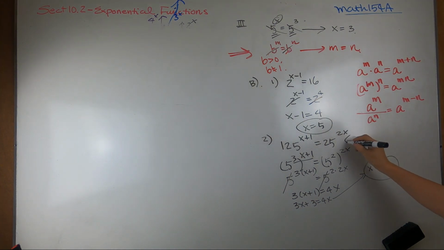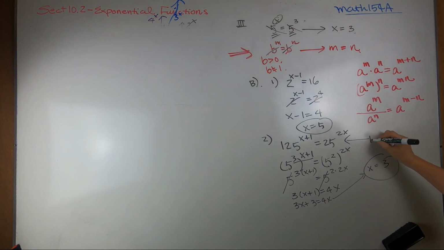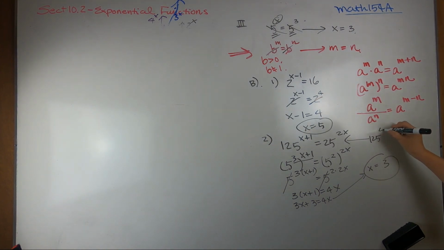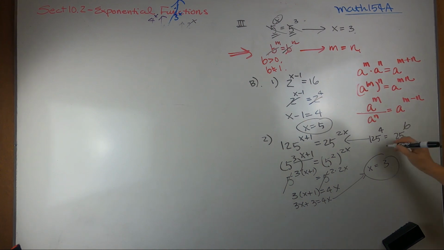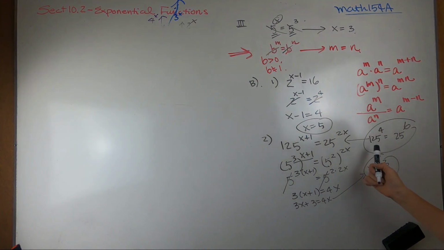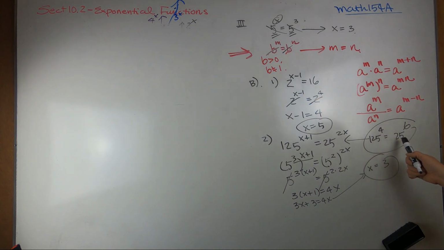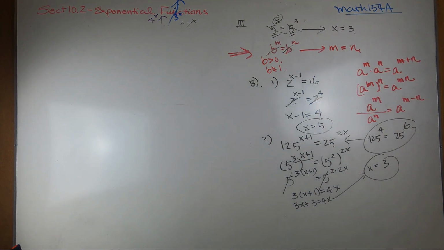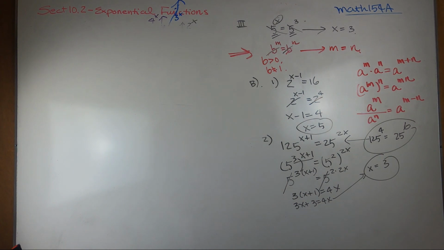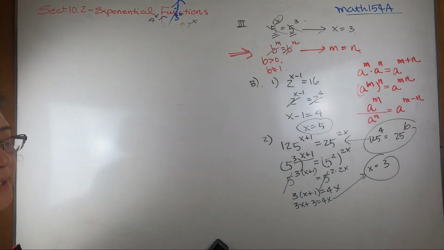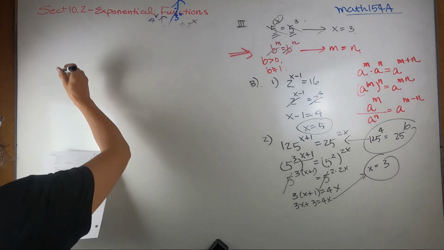So what do we have here? I have 125 to the 3 plus 1, which is 4. It's the same thing, 25 to the 2 times 3, which is 6. They are the same. You can even use the calculator to do 125 to the 4th power, get a number, and 25 to the 6th power, get a number. You can verify them that way. Actually, they are the same, right?